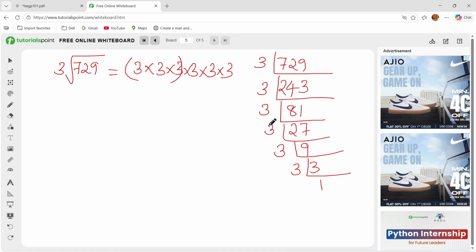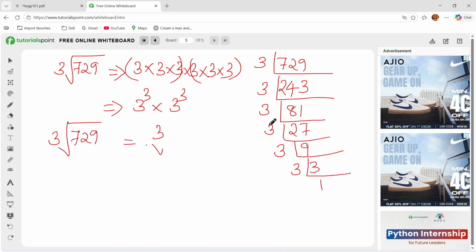Now you can group it like this. That's equal to 3 cube times 3 cube. Now we are going to find out the cube root of 729, you can also write cube root of 3 cube times 3 cube. So the cube root of 3 cube is 3, times the other 3. That is equal to 9 is the answer.